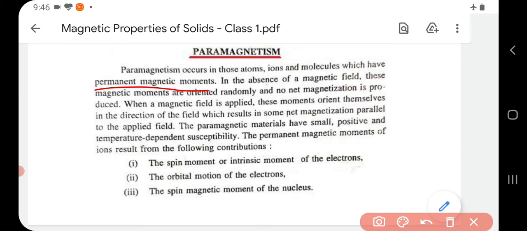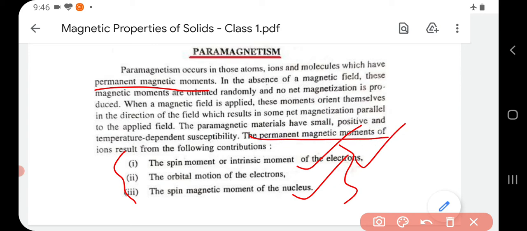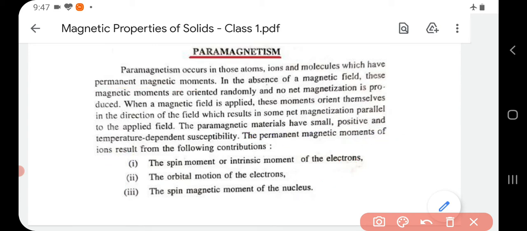The permanent magnetic moment of ions mainly results from the spin moment or intrinsic moment of electrons, the orbital motion of electrons, and the spin magnetic moment of the nucleus. These are the three sources from which the permanent magnetic moment of ions comes.